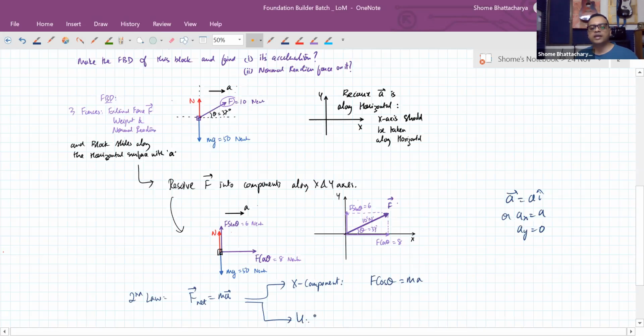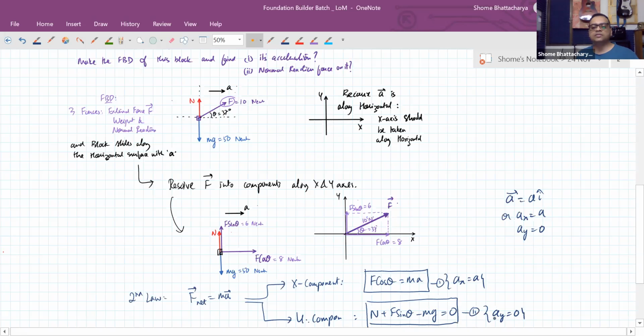Okay. So accordingly, the net force along the y-axis is how much? It is N plus F sin theta minus mg, but that should be 0. Why? Because the y component of acceleration is 0, whereas the x component of acceleration is a. So we get two individual component equations. Equation 1, let's say, along the x-axis, and equation 2 along the y-axis. Now each of these equations will give us one unknown quantity each. First one will give us the acceleration, the second one will give us the normal reaction.